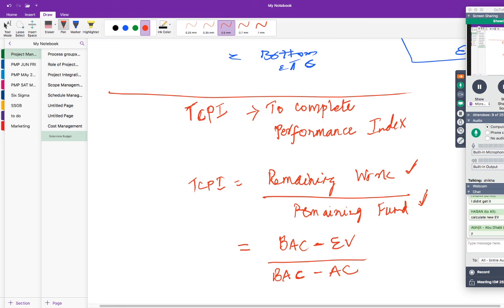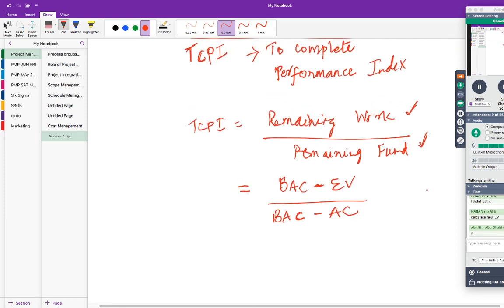There's one more alternative calculation for TCPI. Sometimes the sponsor says, okay, fine, I'll give you little more money. So that new money that he is telling, he says no worries, no need of finishing it in the original budget. I'll give you little more money. Then your TCPI will become a little different.